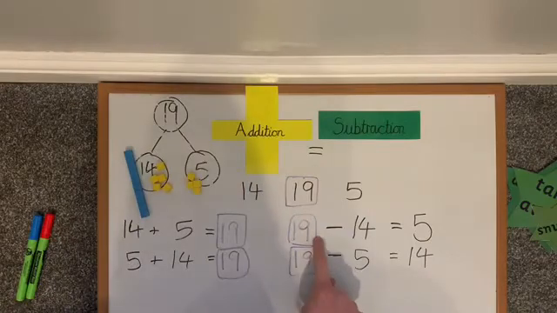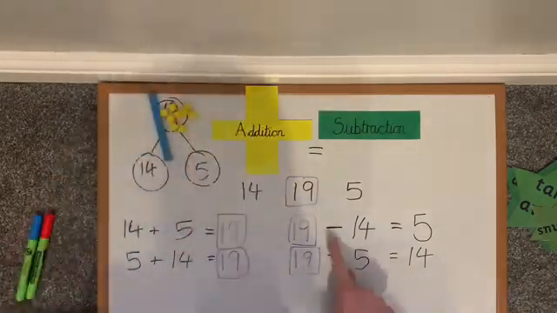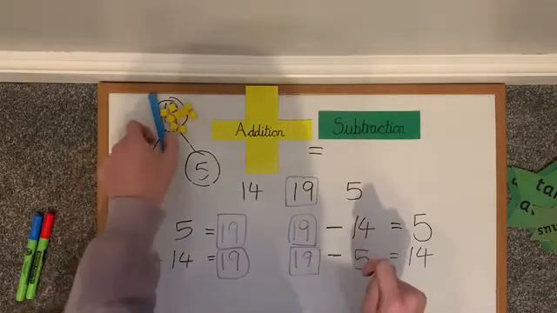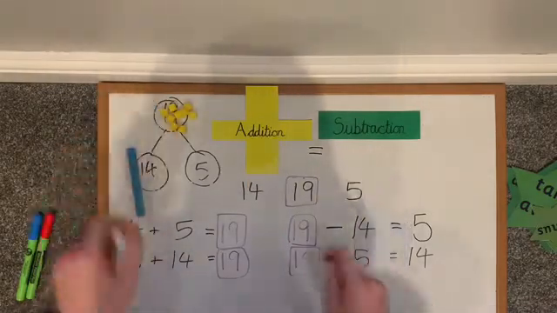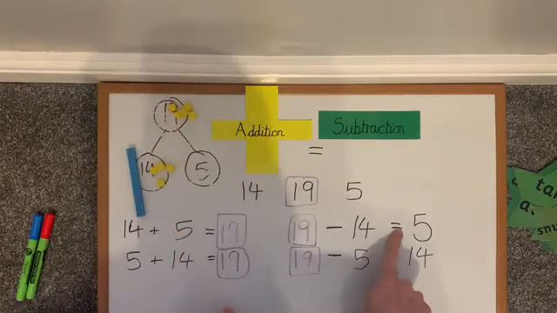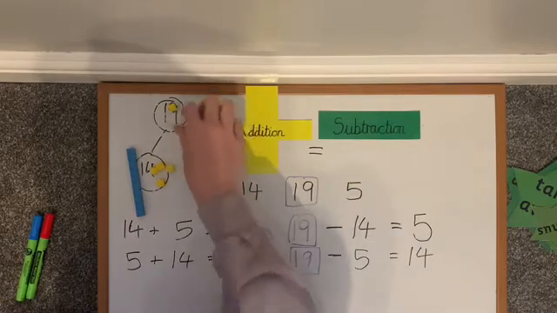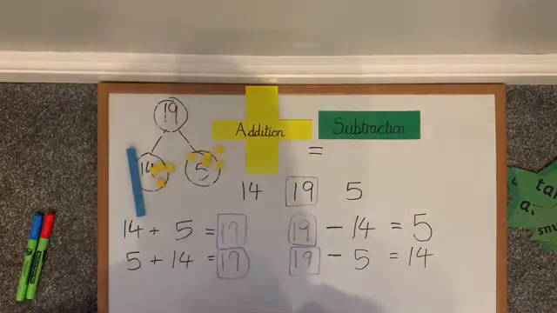So I've said 19. So let's start with the 19 up here. I've said if I take away 14, so let's take away the 14 from the whole, 10, 11, 12, 13, 14, I should be left with 5. 1, 2, 3, 4, 5. Well, that definitely worked as well.